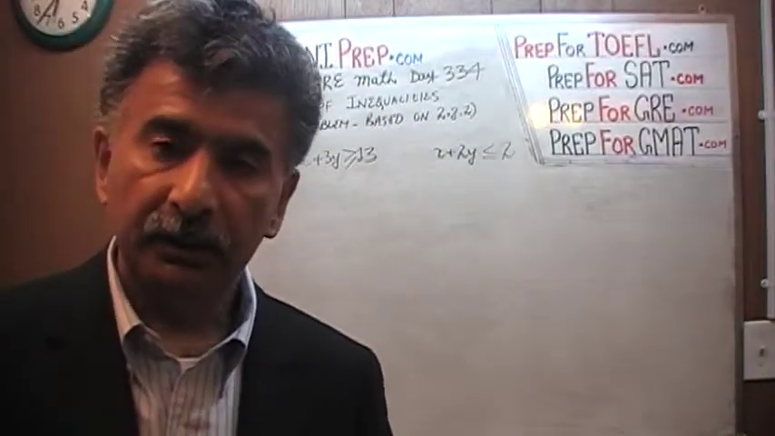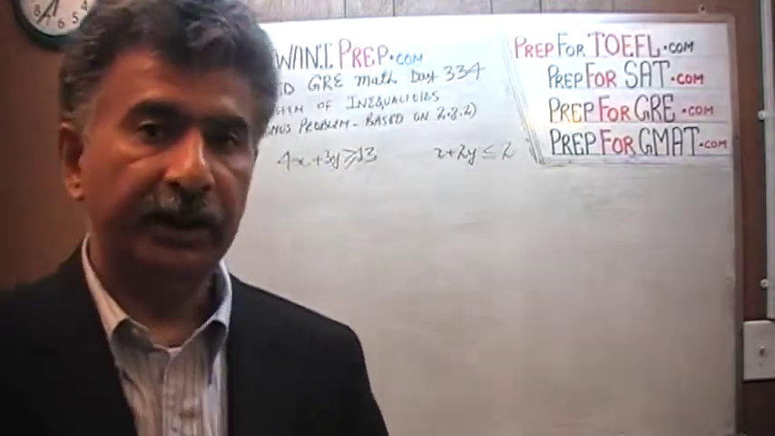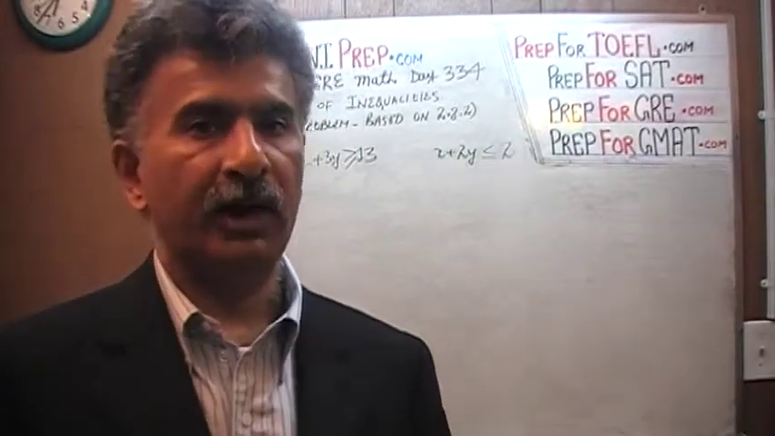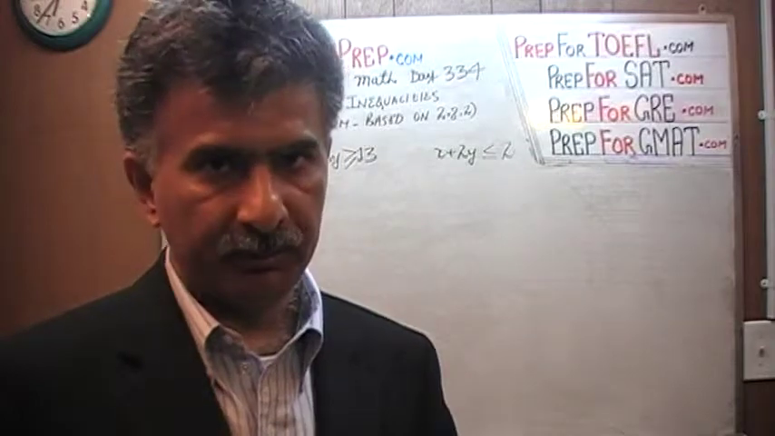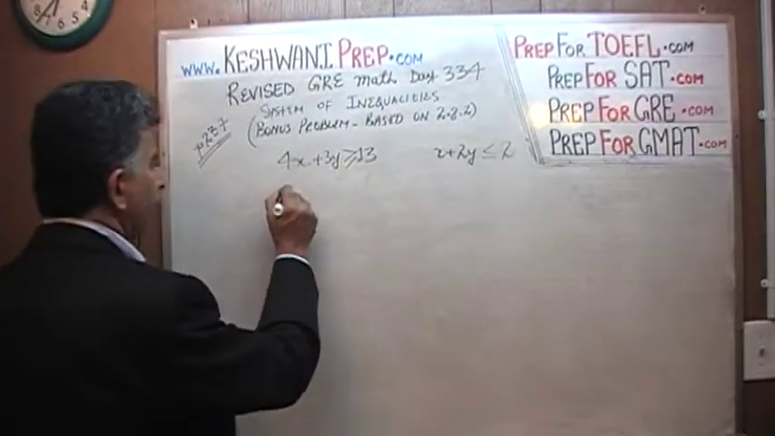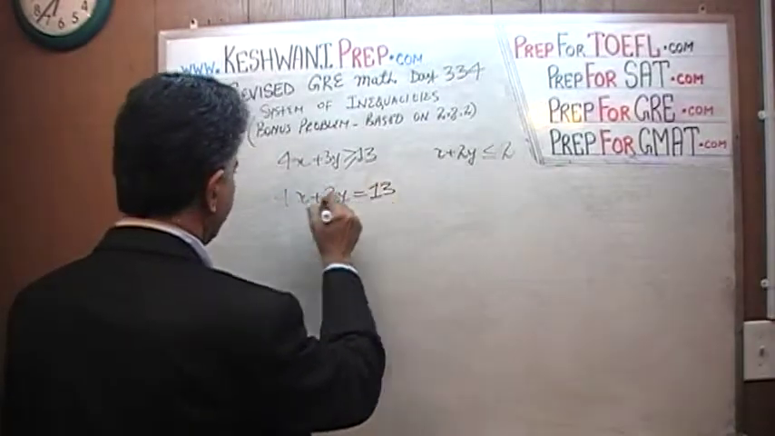Nothing is going to change as far as the starting point is concerned. To start out with, we need to figure out how to plot these inequalities, and to do that, to begin with, we have to treat them as equality so that we can get the two intercepts. Let's do that very quickly. So 4x plus 3y equals 13.